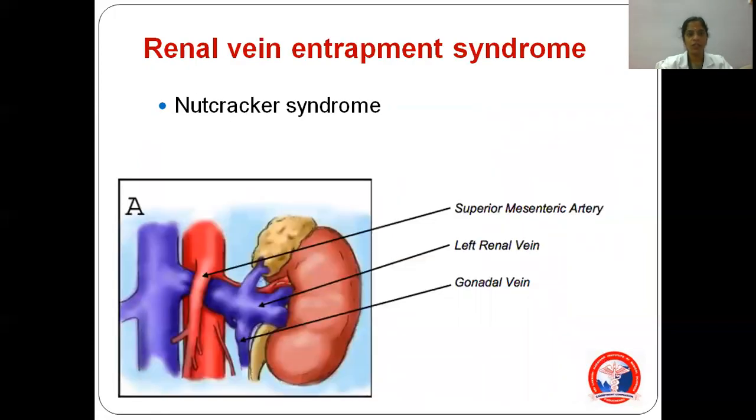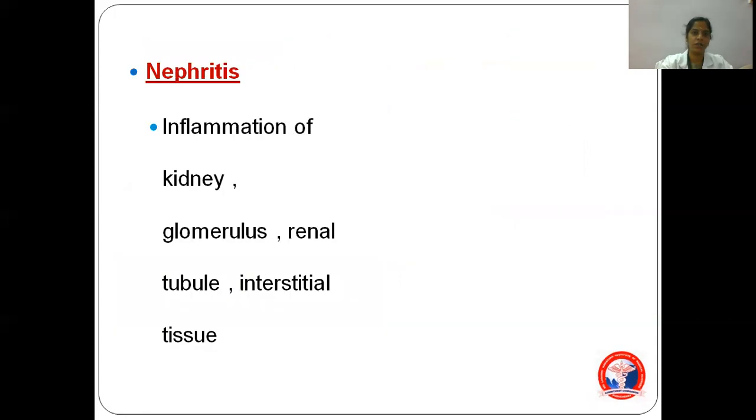Okay, the next one is renal vein entrapment syndrome. So what is renal vein entrapment syndrome? You can see in this picture, this is the inferior vena cava, this is the abdominal aorta. Here you can see the superior mesenteric artery. Sometimes the renal vein is caught in between the abdominal aorta and the superior mesenteric artery. This will compress the renal vein, so there will be poor venous drainage from the kidney. That condition is named renal vein entrapment syndrome. It's also called nutcracker syndrome. Okay, so this is one clinical condition.